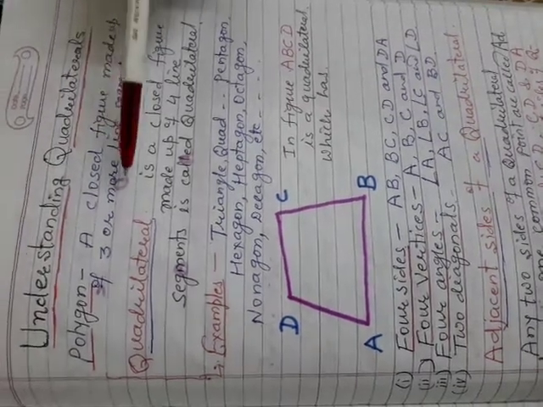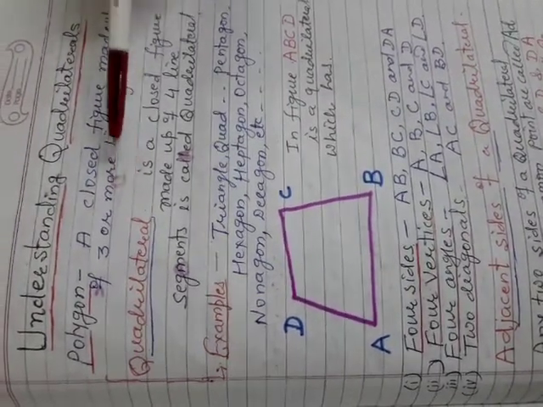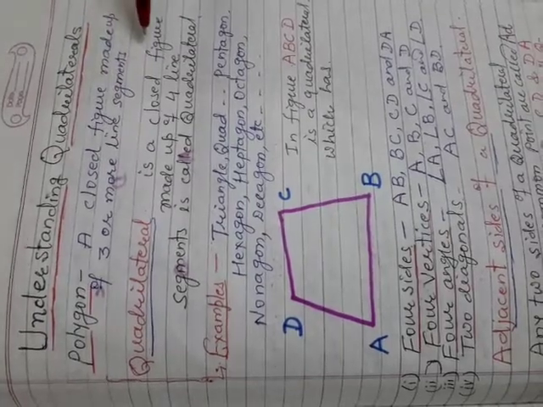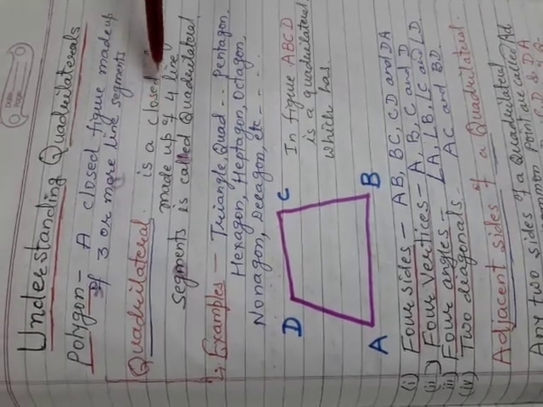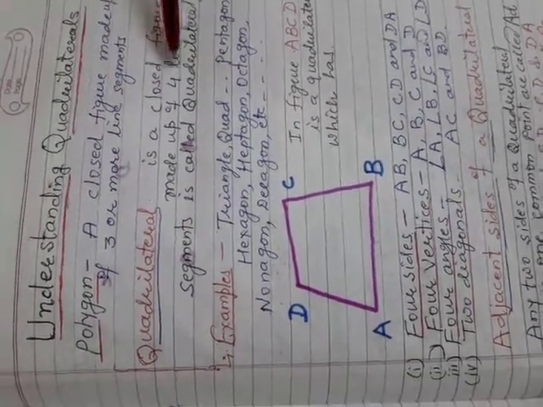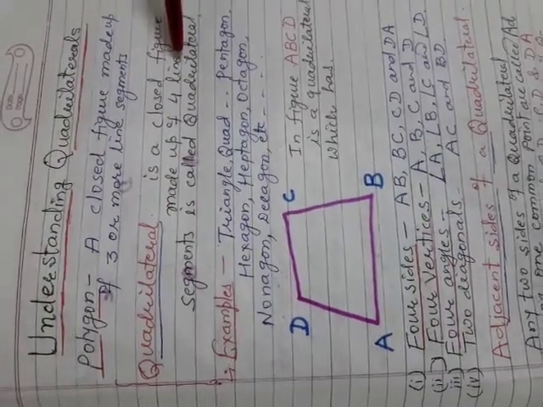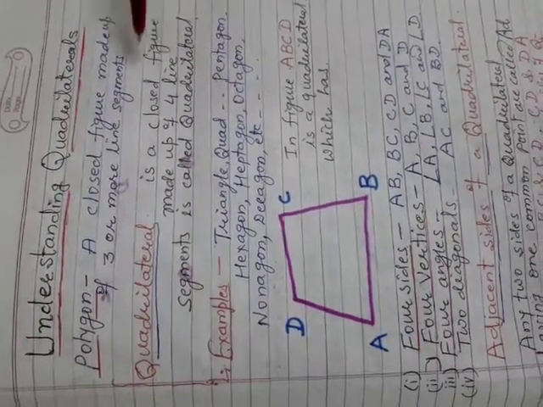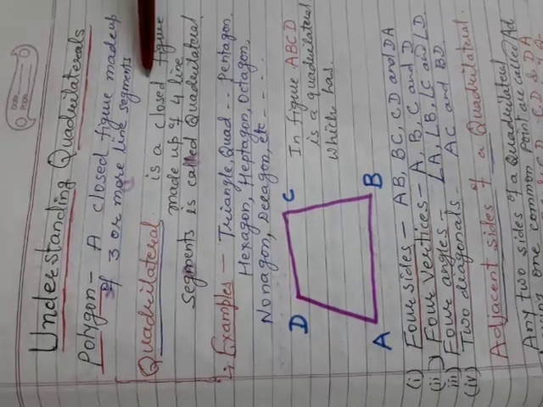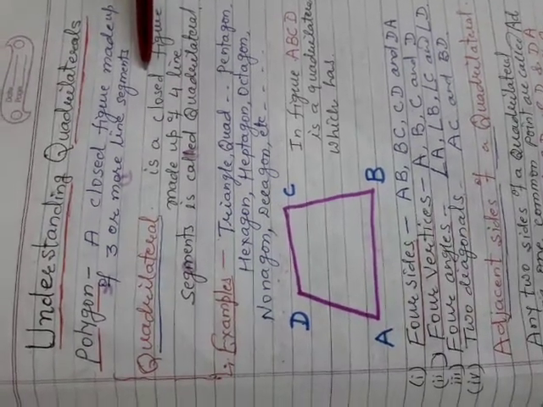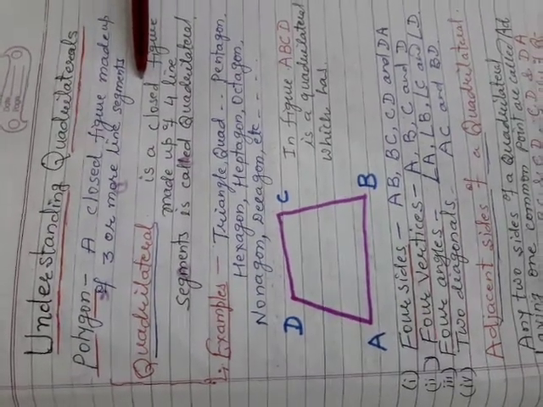Now start with the quadrilateral. A quadrilateral is a closed figure made up of four line segments. It is made up of four line segments, and it should be closed. That is called the quadrilateral, which has four line segments.